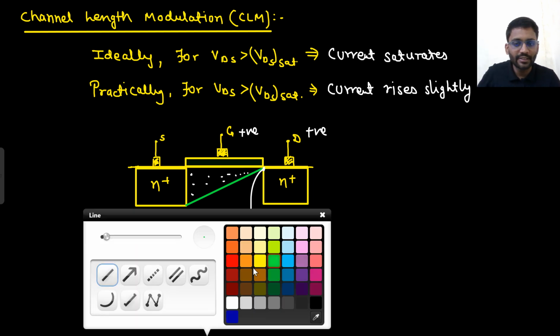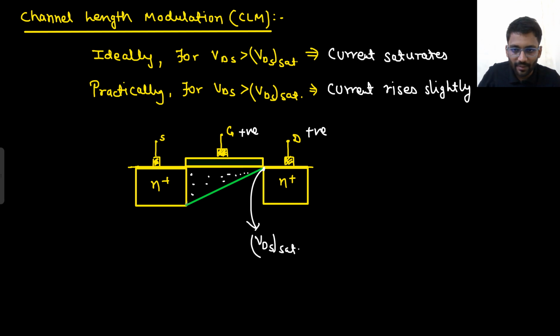And then what did we say? That I further increase VDS. If I further increase VDS, what will happen? My channel will be something like this. So now my reverse bias is getting increased, but the number of charge carriers are getting less. So reverse bias is strong, but charge carriers are less. So eventually I will have a saturated current.